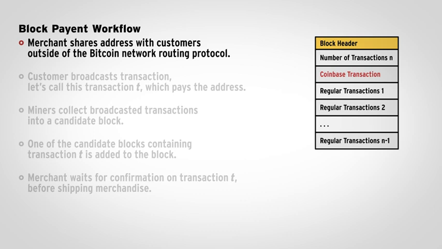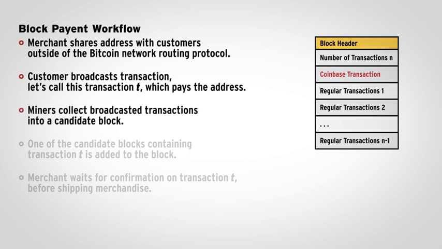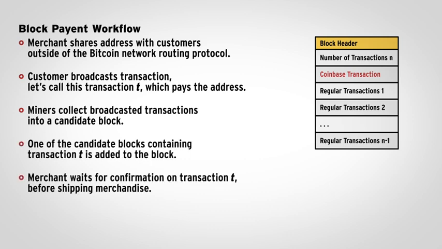So how do payments work? Let's say a merchant has shared the address that they need to be paid at. If I am buying from a merchant at time t, I will initiate a transaction at some point. This transaction will get added into a candidate block. And once that is done, the merchant can wait for confirmation that the transaction is added into a block. Because once a transaction is added into a block, it is very hard to change it, and the merchant can ship the goods to me.